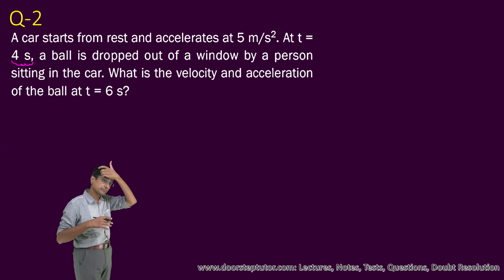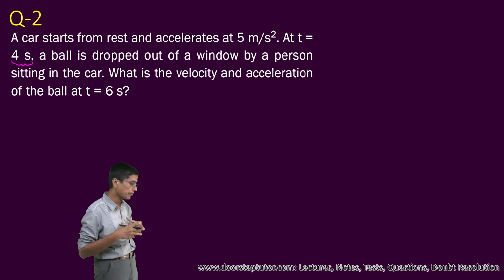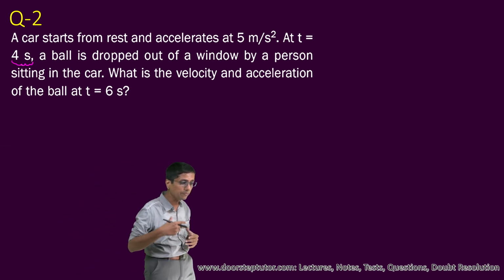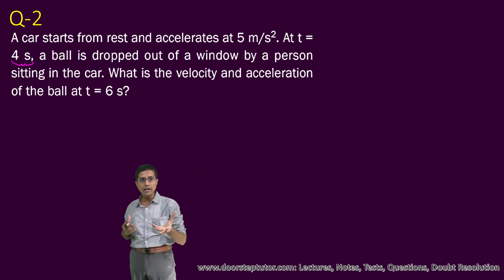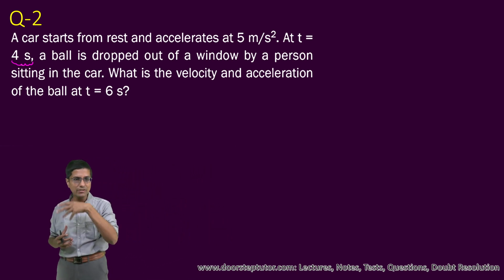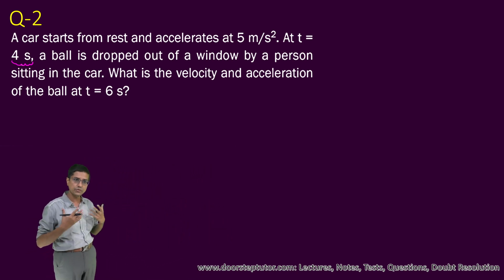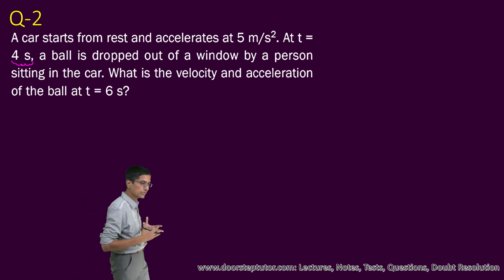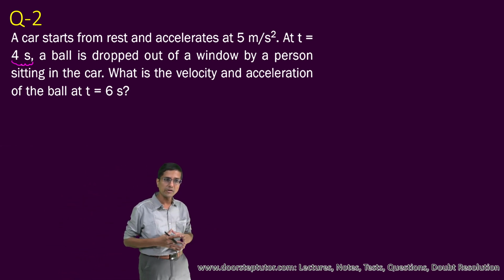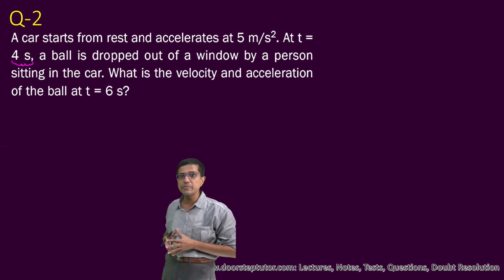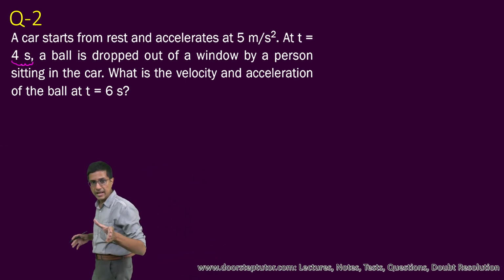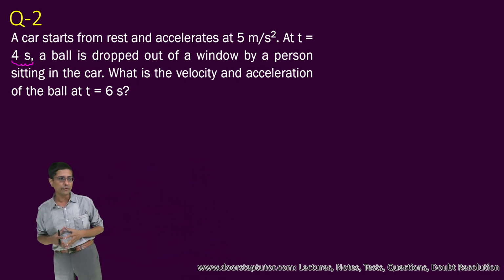Now what we have been asked is that after the ball has been thrown, at the time equal to 6 seconds, it will have a certain velocity. So we have been asked to find the velocity. The velocity, as we know, would have both the horizontal and the vertical component, but we have been asked to find the net velocity. And we have been also asked to find the acceleration.